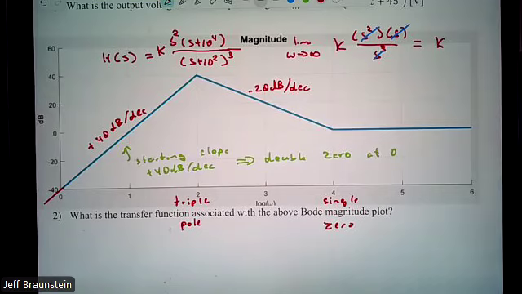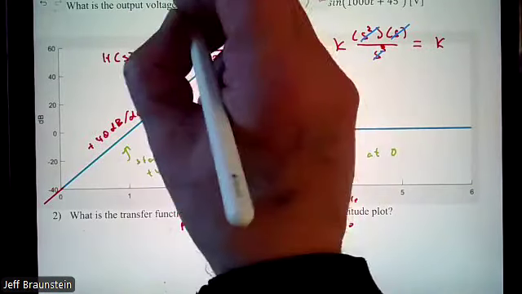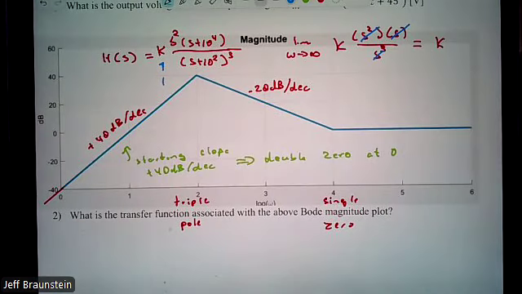If I had forgotten to look for this, I would still have gotten full credit because my equation would be correct. But if this was 20 dB, it'd be 10 or whatever. So we do have to look for a constant term. Slope or poles and zeros don't give us that constant. Questions?